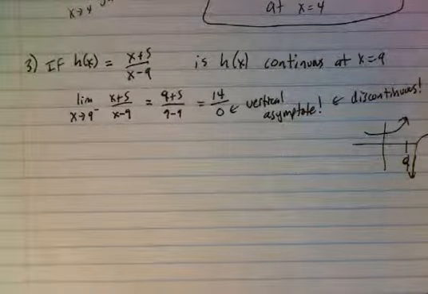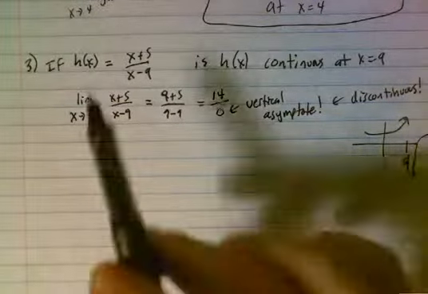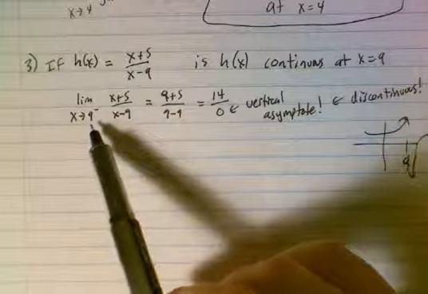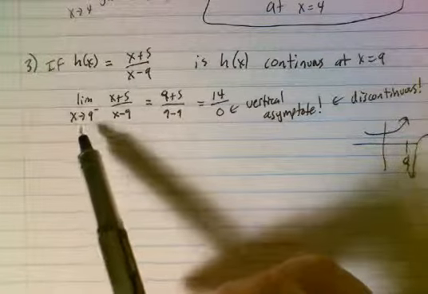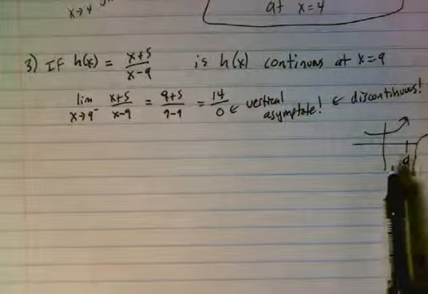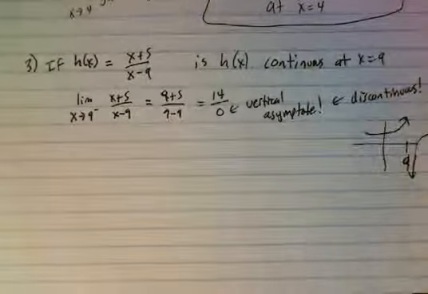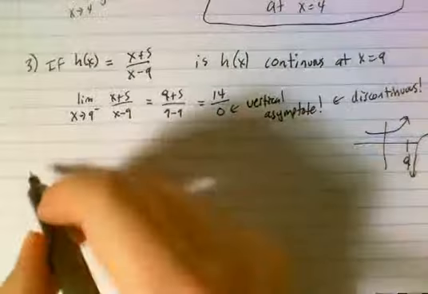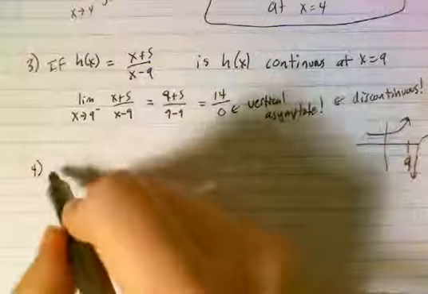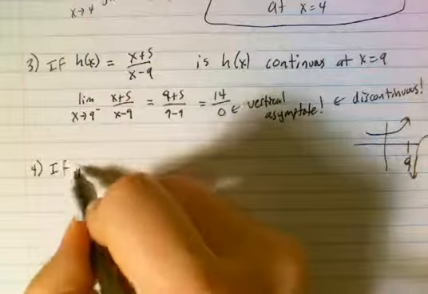Vertical asymptote, discontinuous. Notice that if we plugged in another value, like x approaches 8 or something like that, that's not taking place right where this vertical asymptote is. So it might very well be continuous. You have to walk through the whole thing. Similar to this, though, if we have a removable discontinuity, it's still discontinuous.